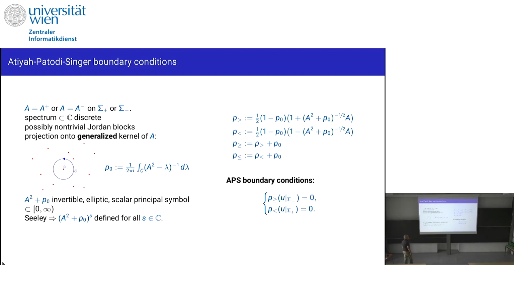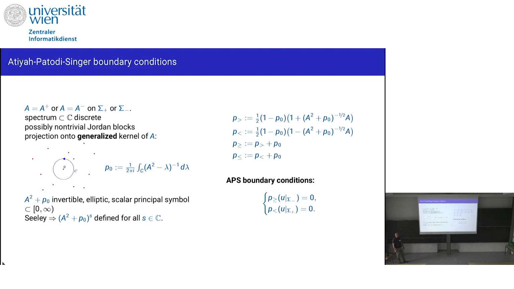And Atiyah-Patodi-Singer boundary conditions are now defined as follows: a section on your Lorentzian manifold satisfies the conditions if, when restricted to the boundary components, then along sigma minus, the non-negative eigenvalue contributions vanish, and on the other part, the negative ones vanish. The fact that you have two different signs here is related to the fact that Atiyah-Patodi-Singer boundary conditions are always to be taken with respect to the outward normal, but the DT thing is inward pointing on one sigma and outward pointing on the other sigma. So that's why you have these different signs for the two components.